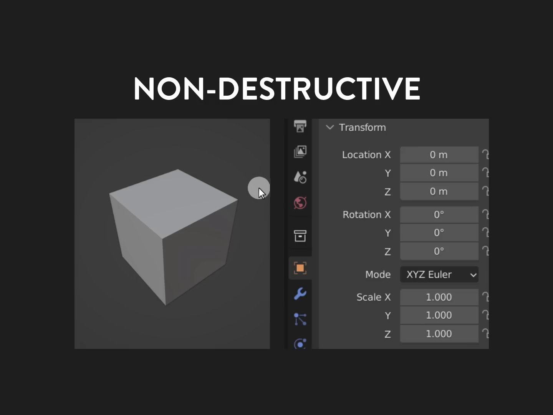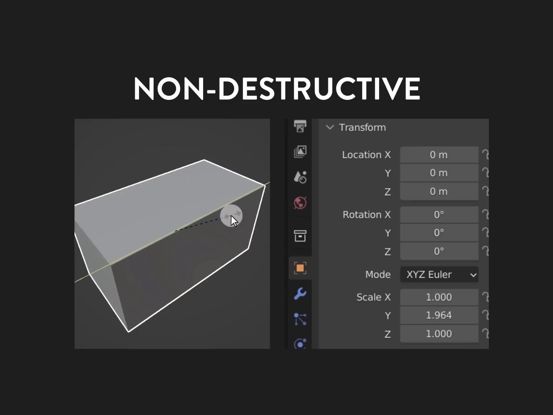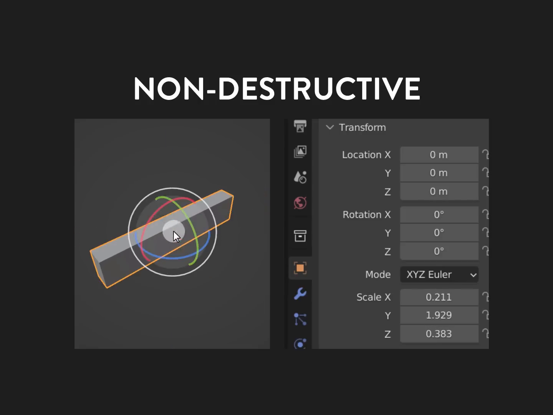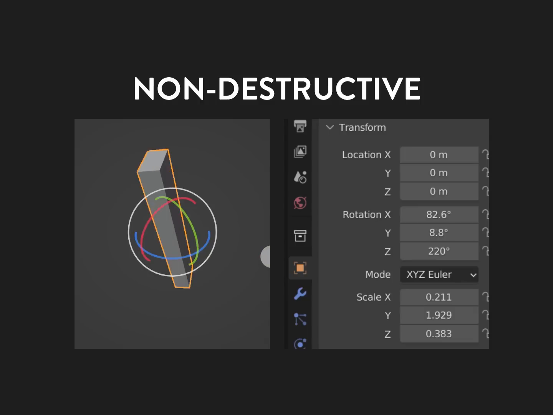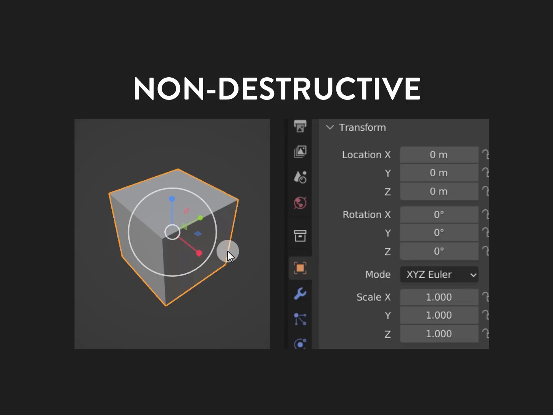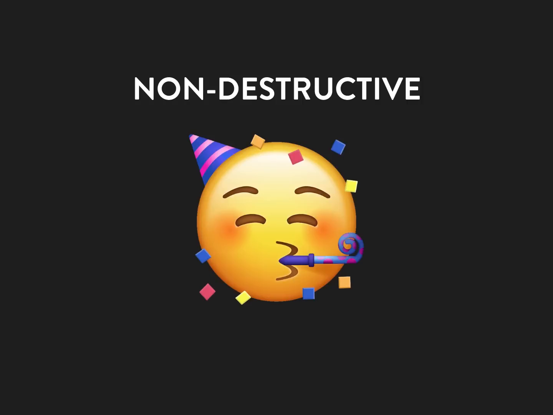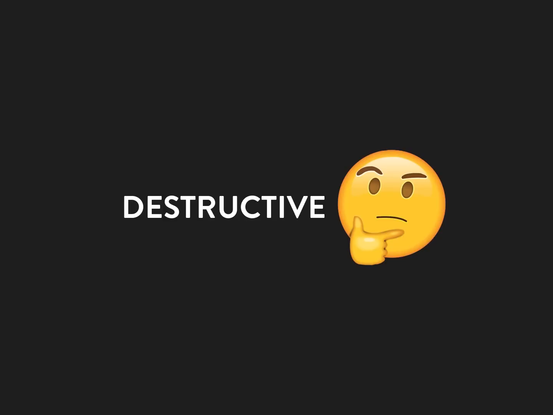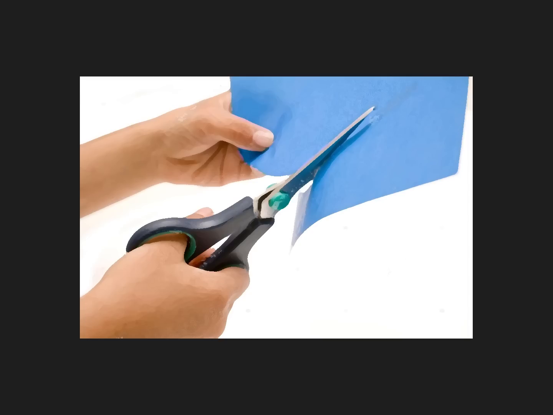Doing basic move, rotate, and scale operations, this is a non-destructive workflow, meaning no matter how much we distort the original mesh, we can always get back to the original mesh by resetting it to its default values. This is a non-destructive workflow. We can always go back in time. And destructive workflows are the complete opposite. Very similar to cutting a piece of paper with some scissors. Once we cut it, that's it.